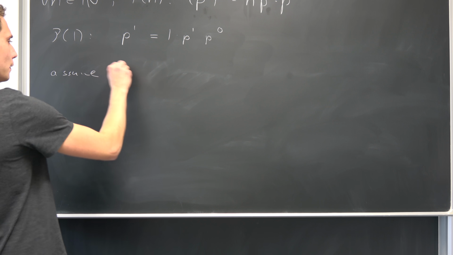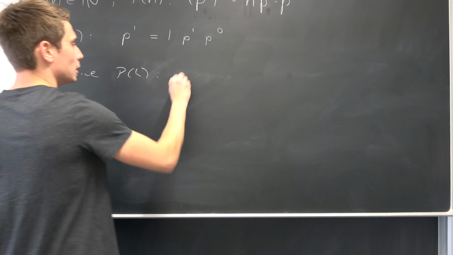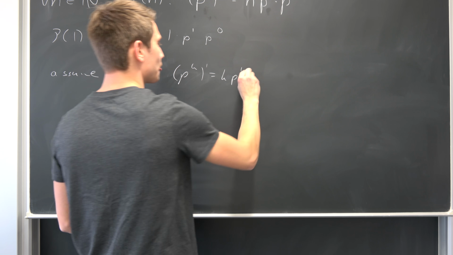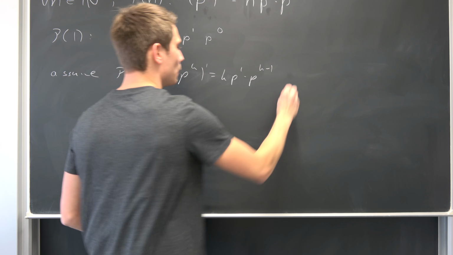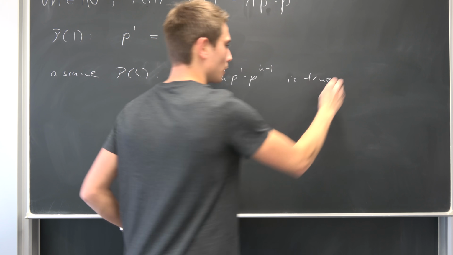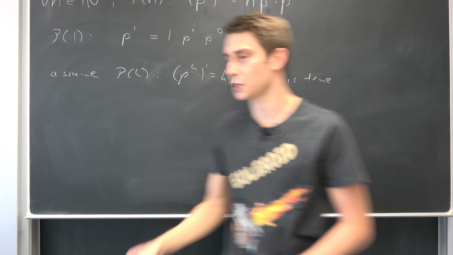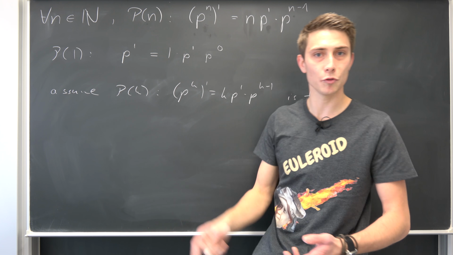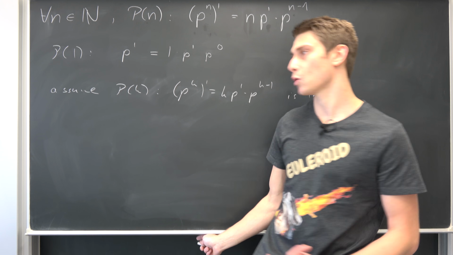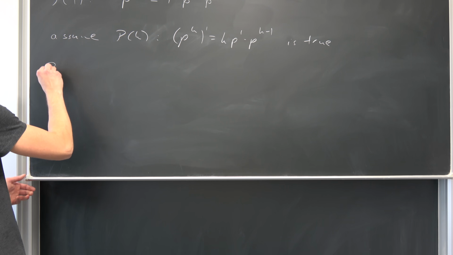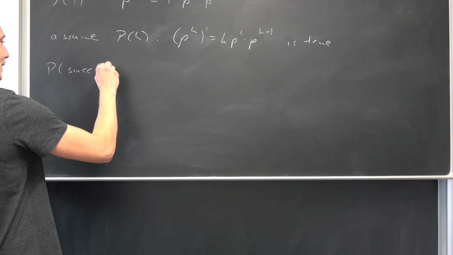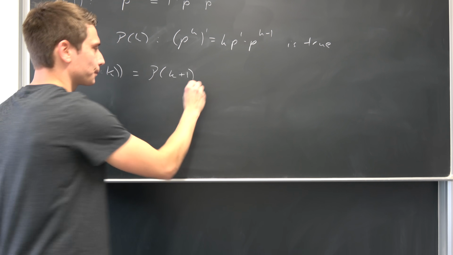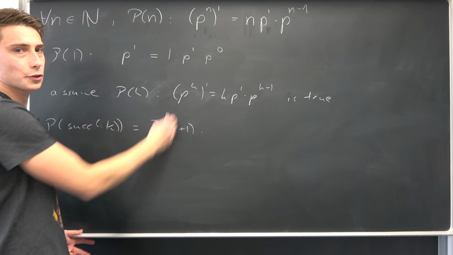Assume P of k, but what is that? Well, p to the kth power differentiated is nothing but k times p prime times p to the k minus 1th power. We are just going to assume this is true. And now we want to see if this proposition ensures our statement to be true for the successor of k, k plus 1. So what happens to P of suc of k, which is nothing but P of k plus 1? Well, just write out the left-hand side at first.